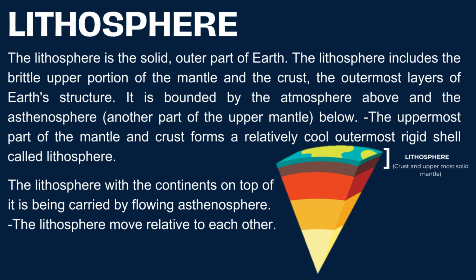Lithosphere. The lithosphere is the solid outer part of Earth. The lithosphere includes the brittle upper portion of the mantle and the crust, the outermost layers of Earth's structure. It is bounded by the atmosphere above and the asthenosphere below. The uppermost part of the mantle and crust forms a relatively cool, outermost rigid shell called the lithosphere. The lithosphere with the continents on top of it is being carried by the flowing asthenosphere, and the lithospheric plates move relative to each other.